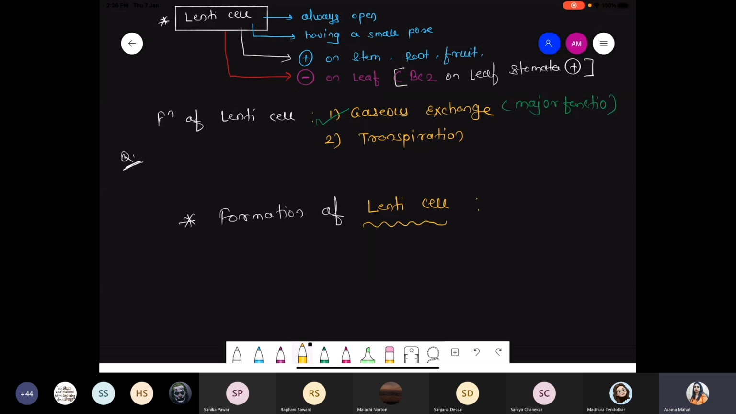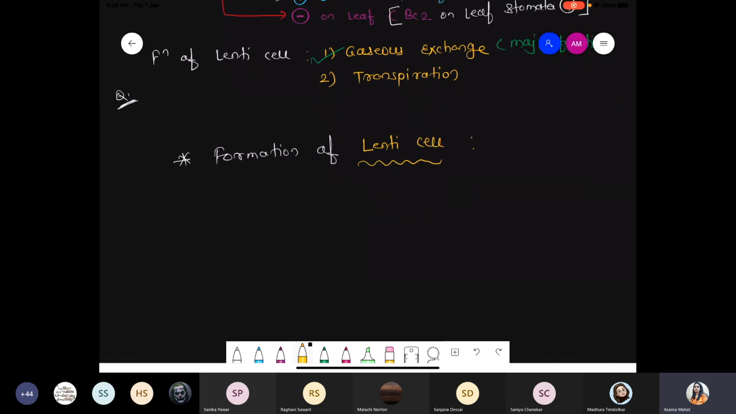Okay? Formation of lenticell. So just listen carefully. We are taking a flowchart. Start from the cork cambium. You know very well the meaning of the cork cambium. Such cork cambium basically cuts from the outer side.